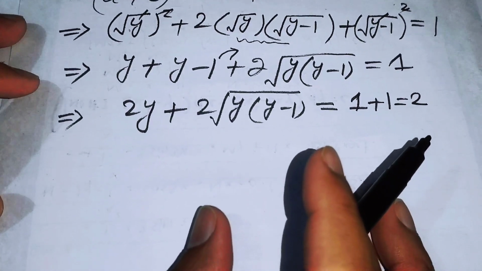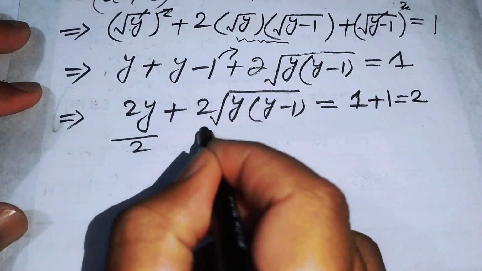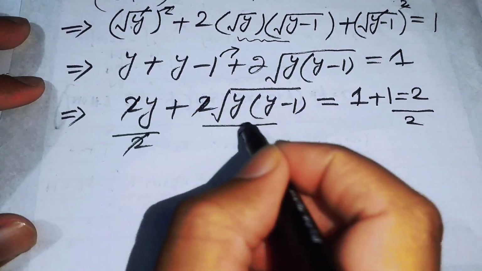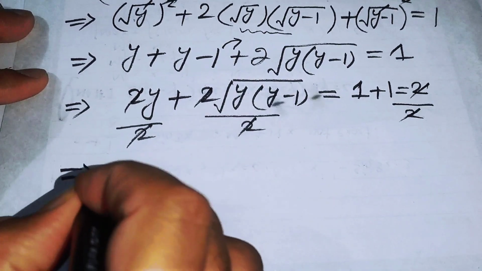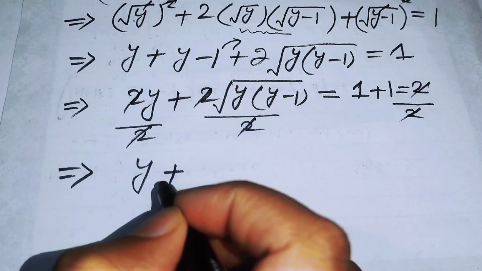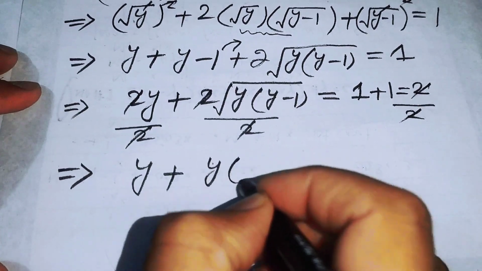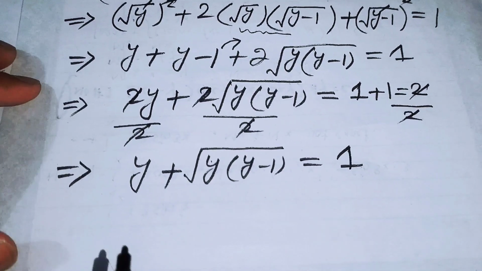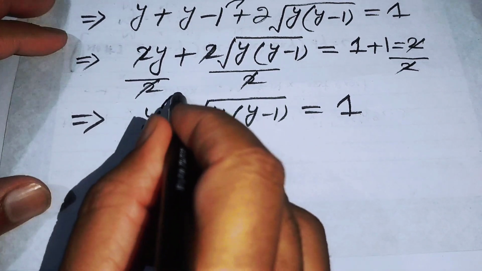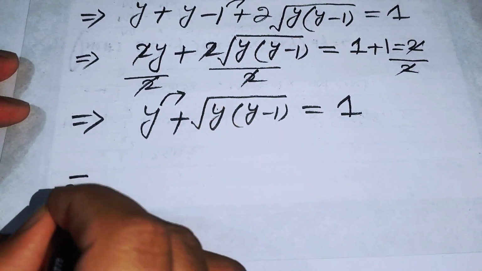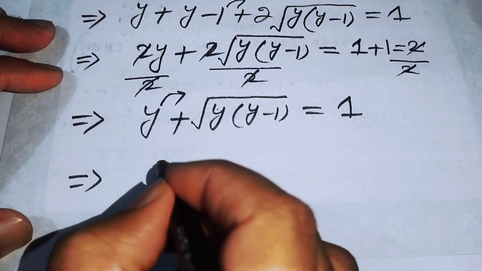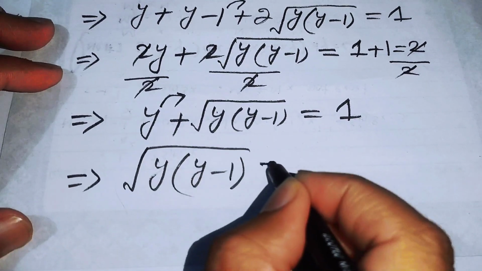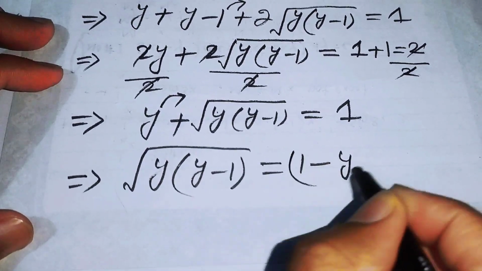And now we can divide each term by 2 on both of the sides, so that these two are gone. And here we get y plus square root of y times y minus 1 is equal to 1. And now we move this y to the right hand side, so this expression becomes square root of y times y minus 1 is equal to 1 minus y.